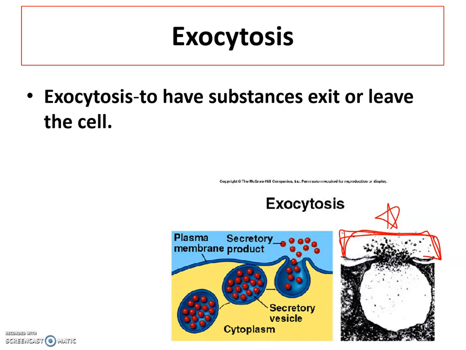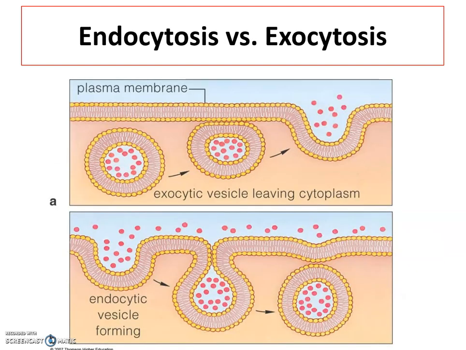All right, and so it could be a hormone, it could be a fat, it could be a protein, it could be a whole bunch of things, but exocytosis, exit the cell. Here's the same illustration showing how this works. The top one is showing how the cell membrane in the Golgi body, where this would come from, is the same cell membrane that would be part of the plasma membrane.